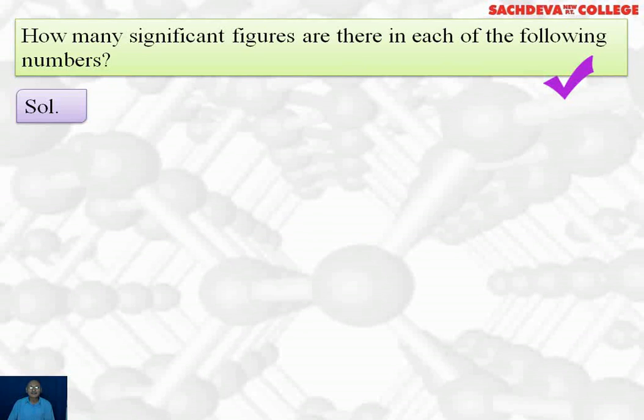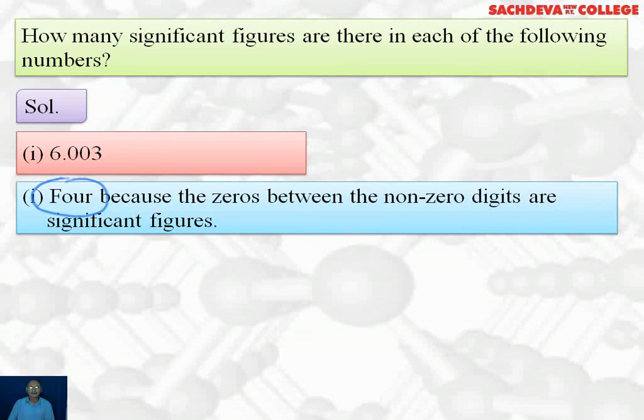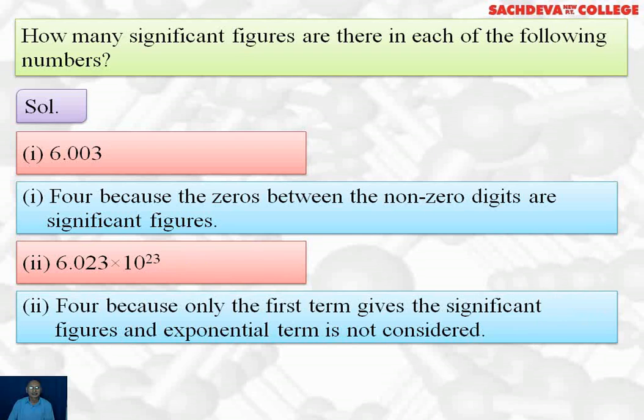How many significant figures are there in each of the following? 6.003. The correct answer is 4 because the zeros between the non-zero digits are significant figures, and this is the rule which we have applied in the above question. Second, we want to find out significant figures in 6.023 into 10 to the power 23. The correct answer is 4 because only the first term gives the significant figures and the exponential term, that is 10 to the power 23, is not considered.